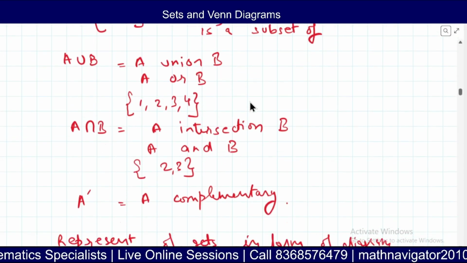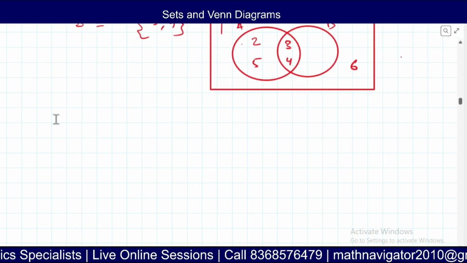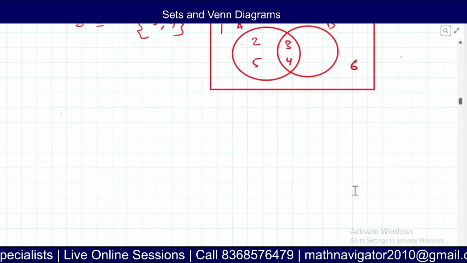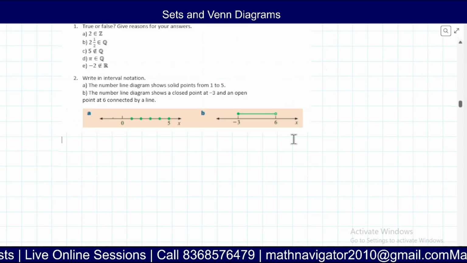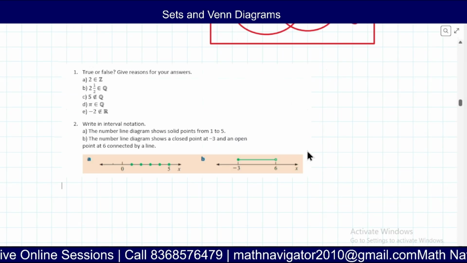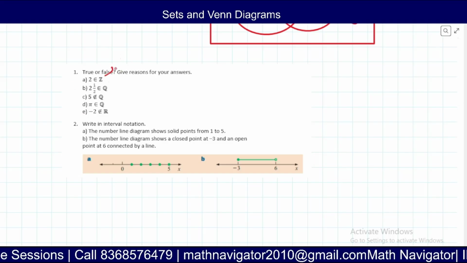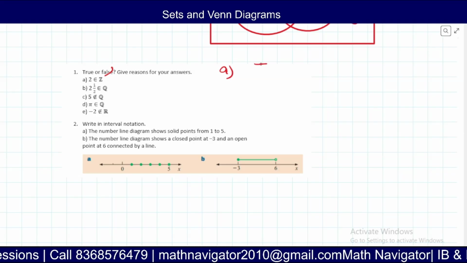So let us paste them here. Right, so give reason for your answer. 2 is an element of Z. Is it true or false? It is true because 2 is an element of Z. So A part is true.